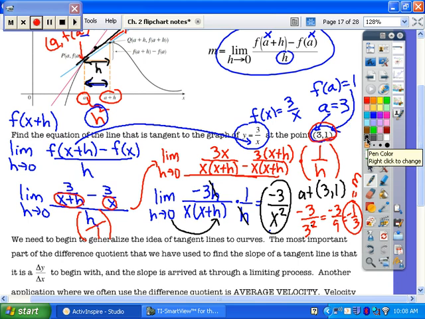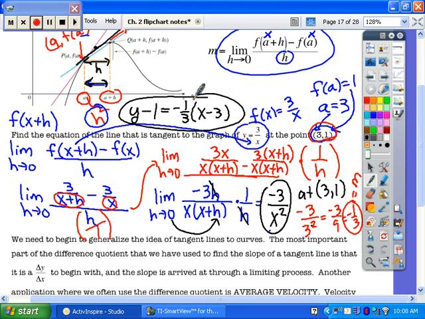Now, once we get the slope, we can use the point-slope form of a line to write the equation of the tangent line. So now all we do is we write y minus what? 1 equals the slope, which is negative 1/3, times x minus 3. And there is the equation of the tangent line to the graph of 3 over x at the point (3, 1).